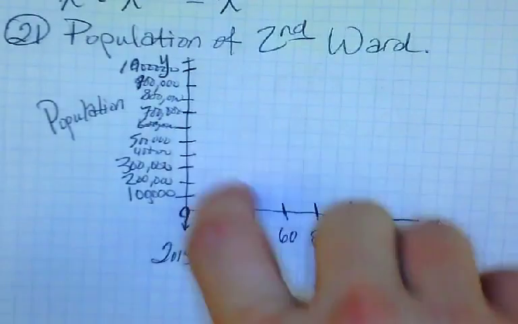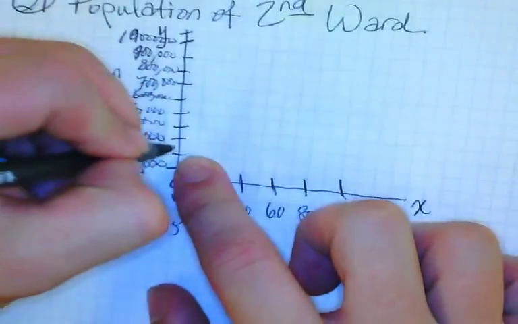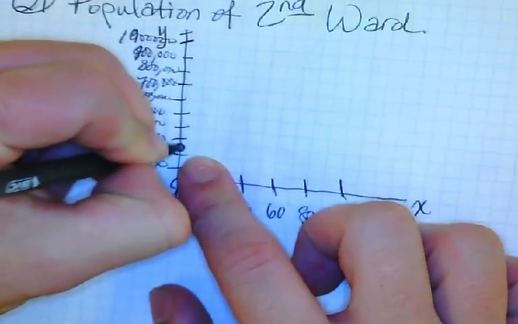So, come on over here to your graph of the y equals and go up to 25.